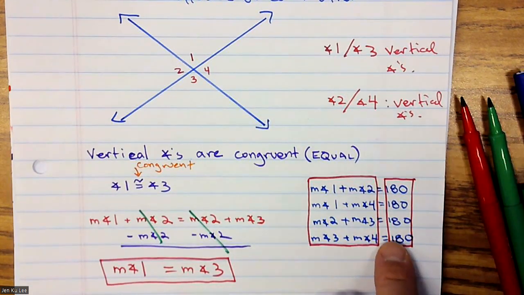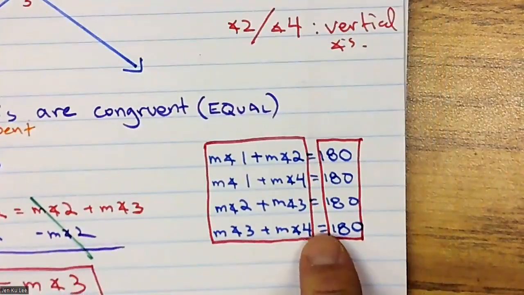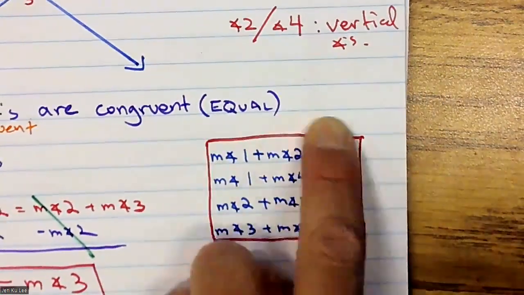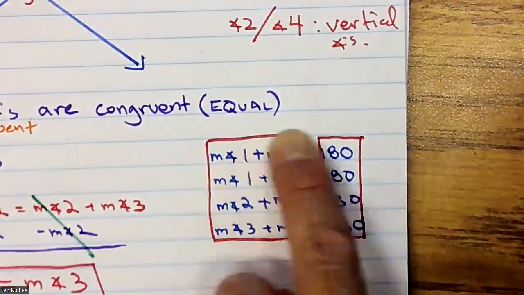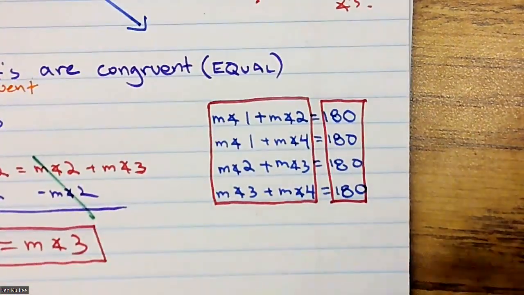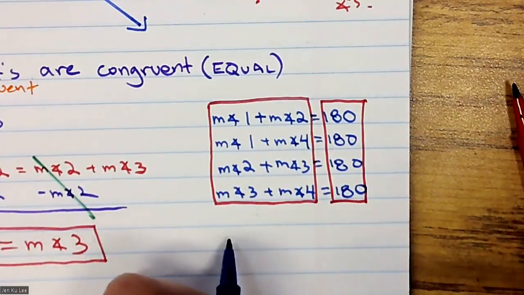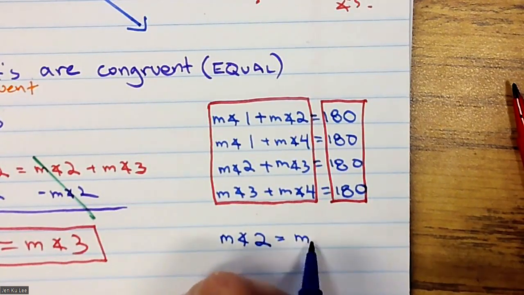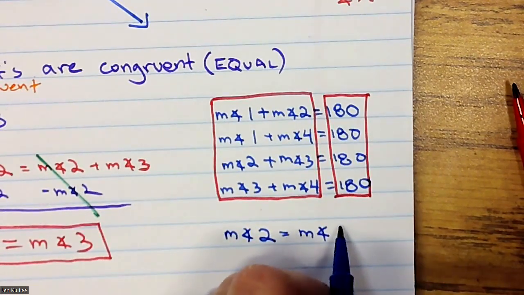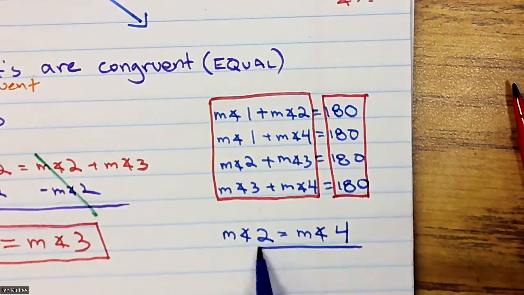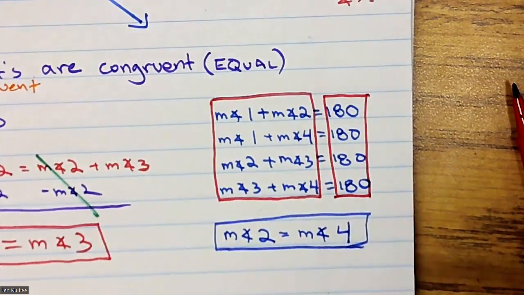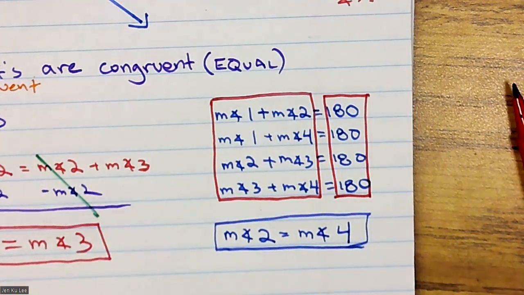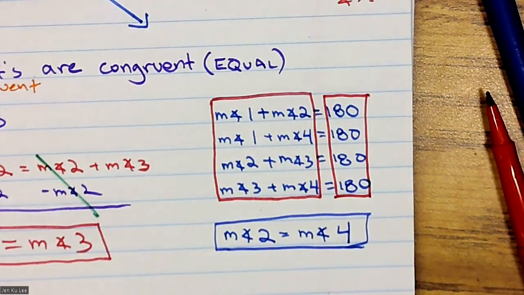So what I want you guys to do is use this fact, this linear pairs, to prove the measure of angle 2 equals the measure of angle 4. Try and prove that informally. And that's the lesson for today. See you guys on the next one. Peace.